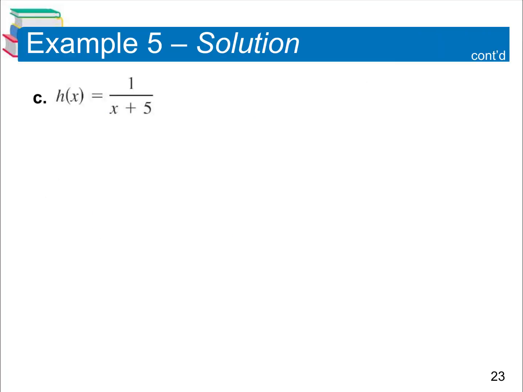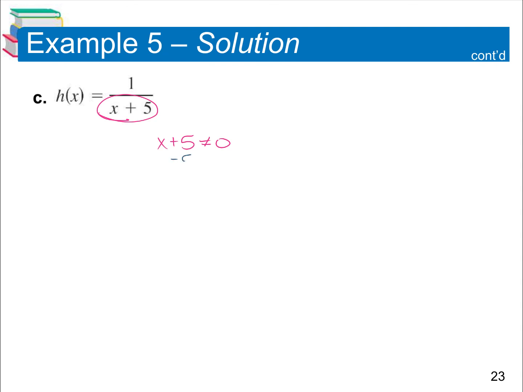So for your next part, the next example, you have h of x is equal to 1 over x plus 5. So for this one, you are just going to take what's in the denominator, since x is in the denominator, set it not equal to 0. So x plus 5 cannot equal 0. Because anytime we have 0 in the denominator, it's undefined.